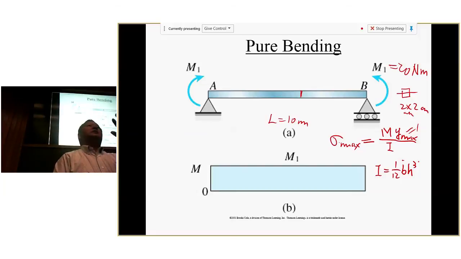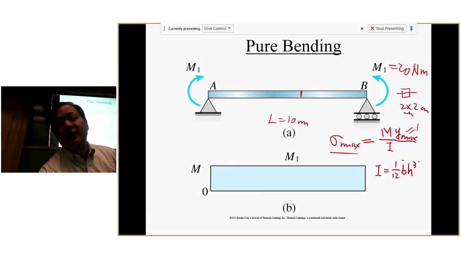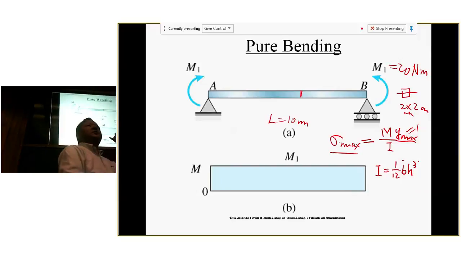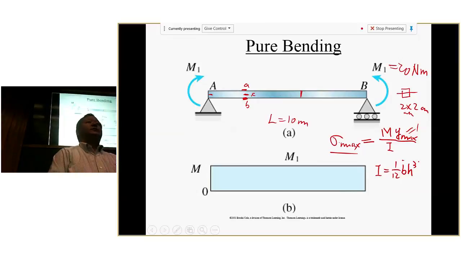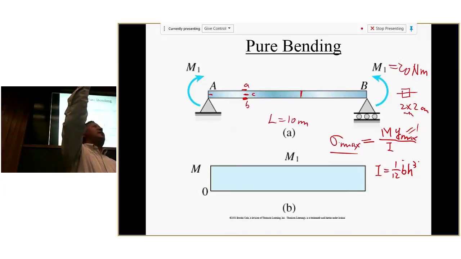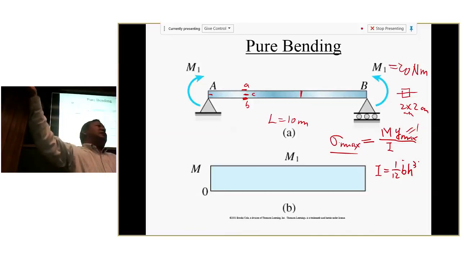Okay, now let me ask you a question. Where is this maximum stress located? If we find out this maximum stress, where is it located on this beam? Which part? Here? Or here? So point A, point B, or point C? Where? It's A and B, because one is compression, same value, one is tension. So it makes no difference, right? Compression, tension, we treat as the same.